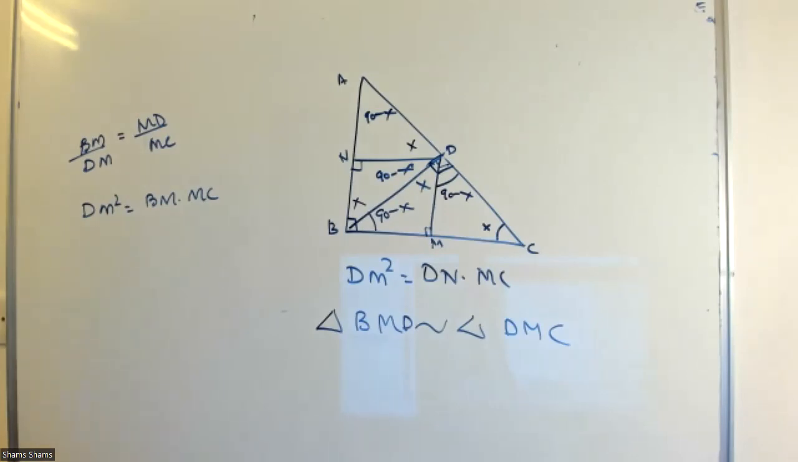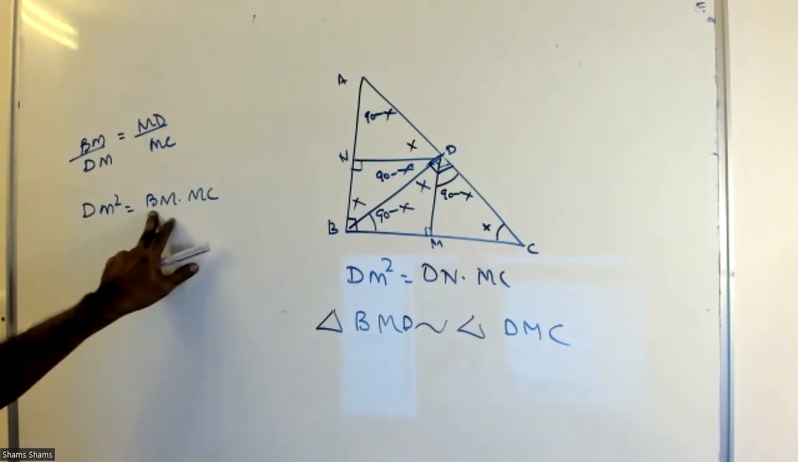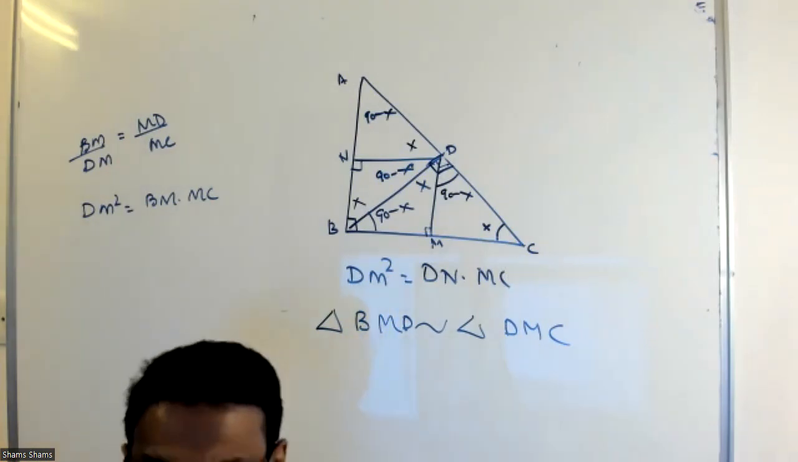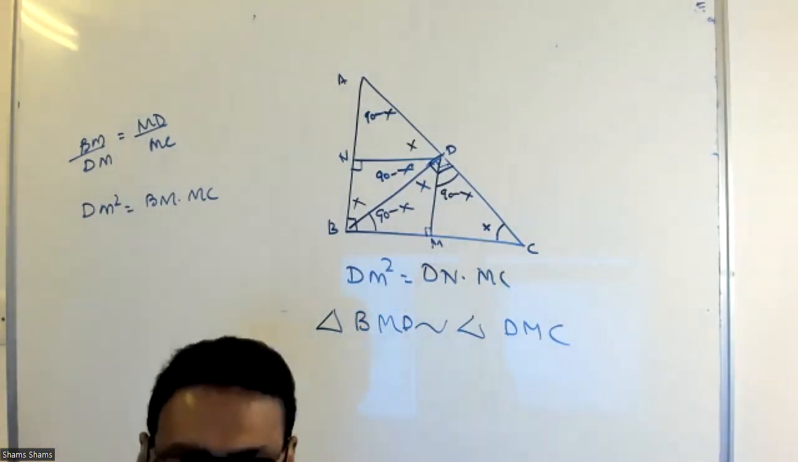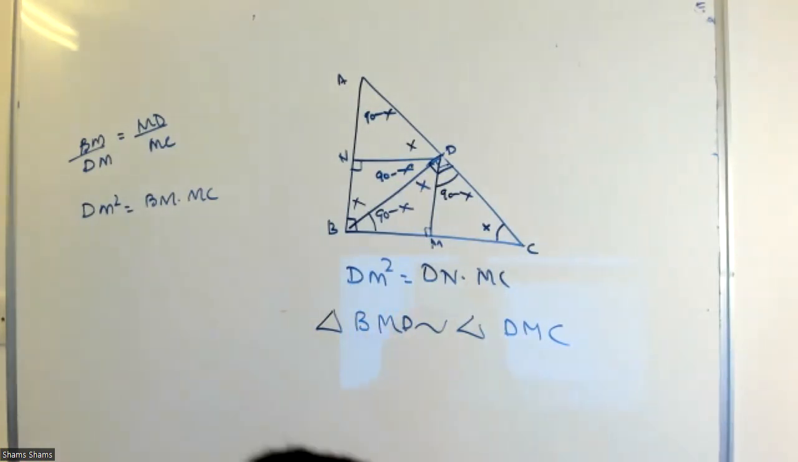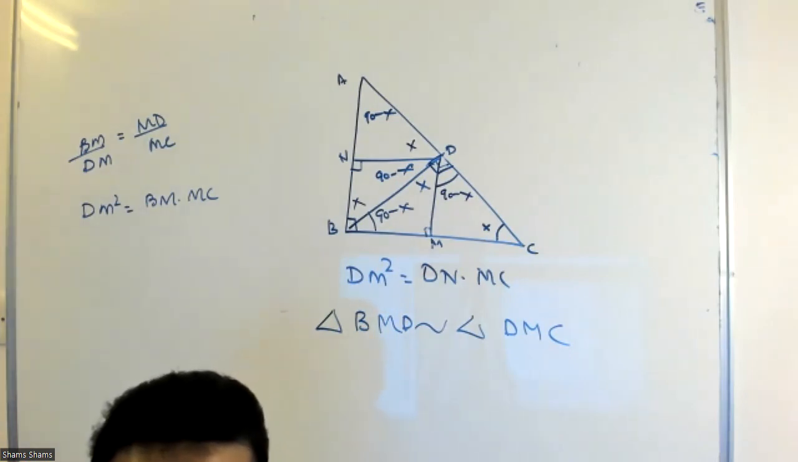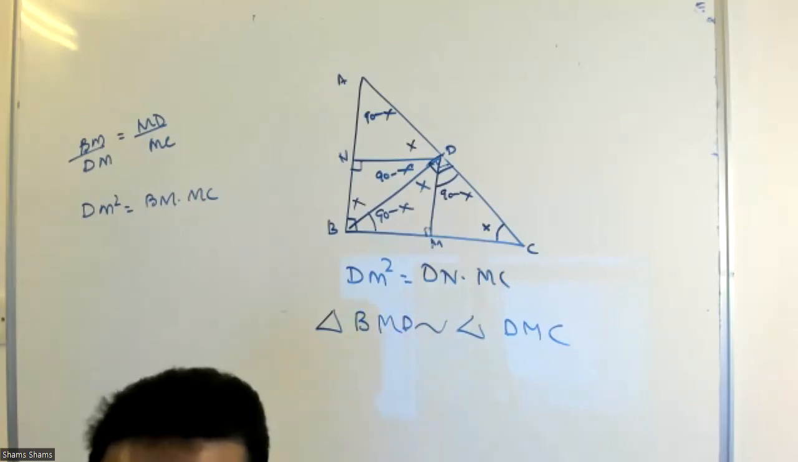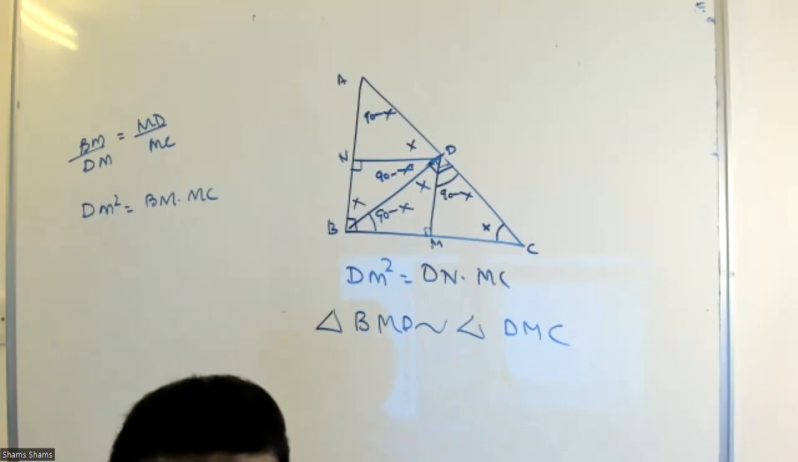Our requirement is DM square equal to DN into MC. What is the relation between BM and DN? Is it equal? BM and DN equal or not? Yes, sir. Why equal? They're parallel. Parallel lines are equal. No, parallel lines are not necessarily equal. They are not equal because of parallel lines. What is the reason?